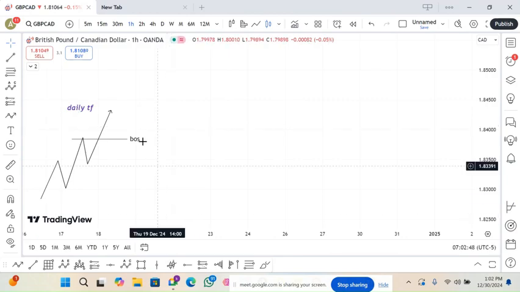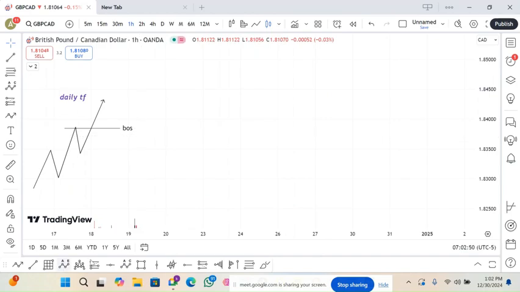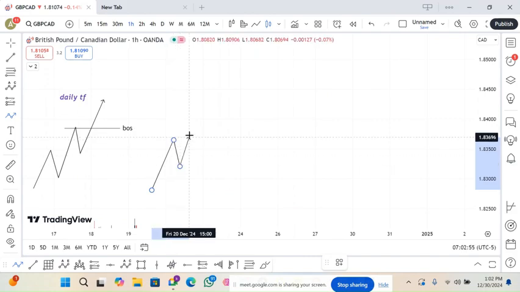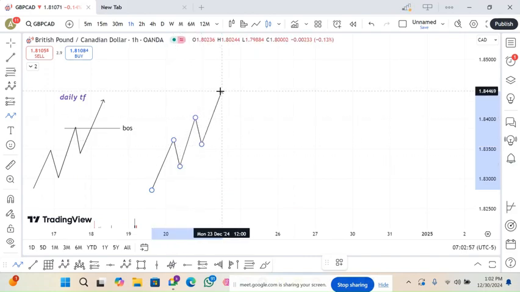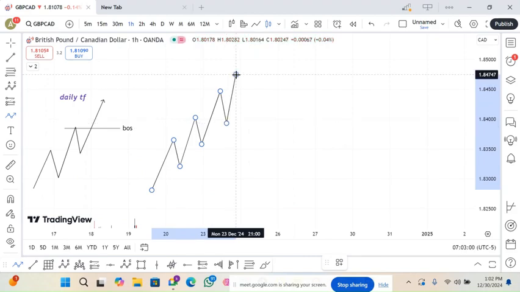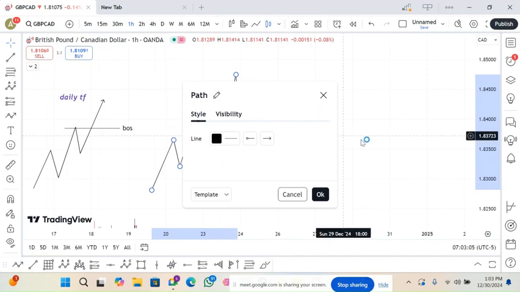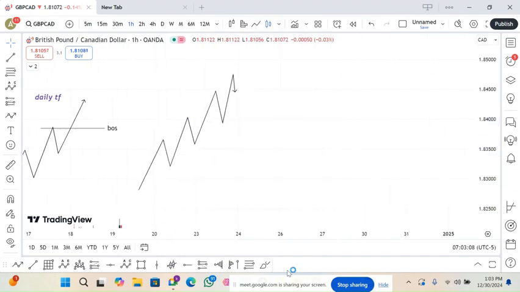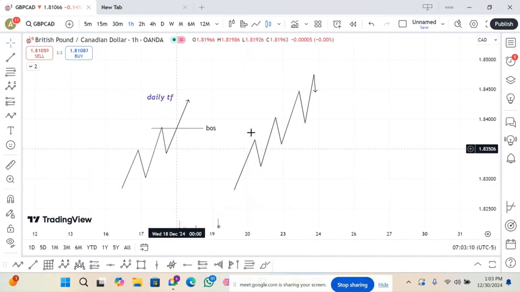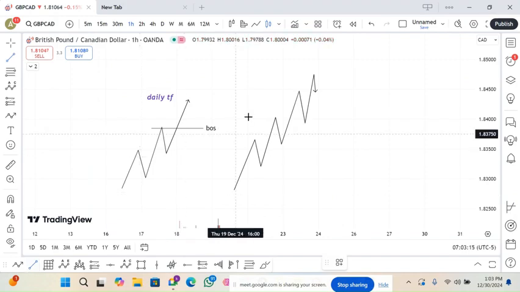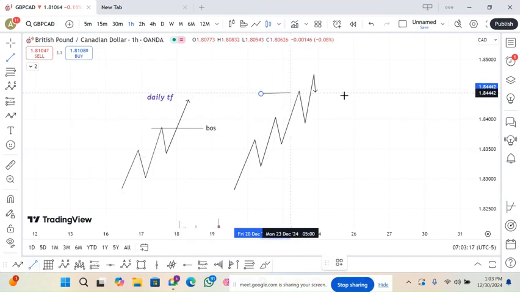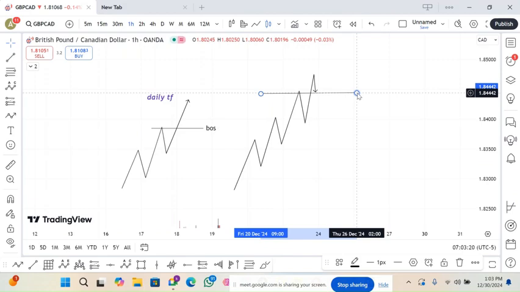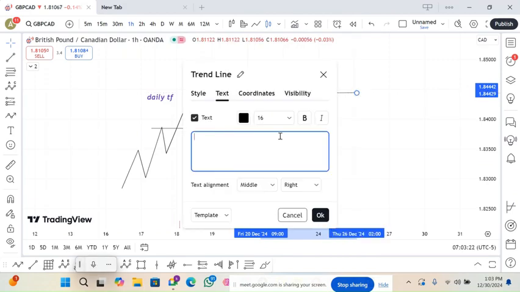So now we move to 4 hours. So we see this in 4 hours. It is going to distribute more on 4 hours. So this is what we see in 4 hours. So in 4 hours, this is another break of structure to the upside, BOS.